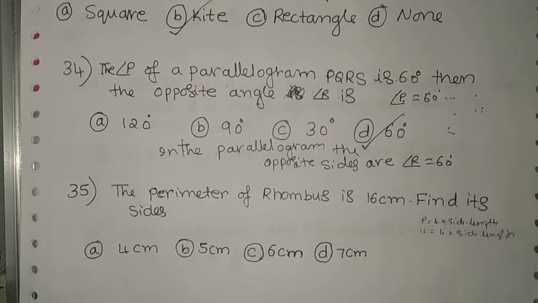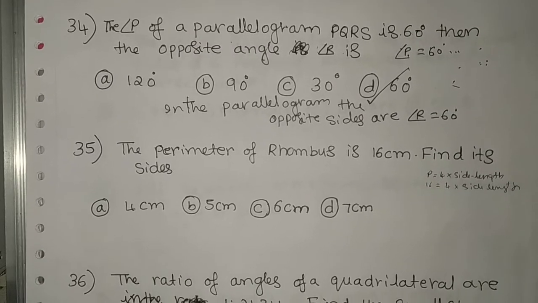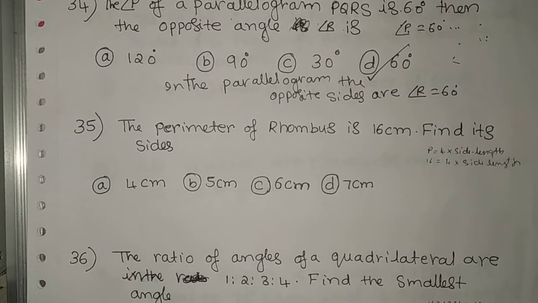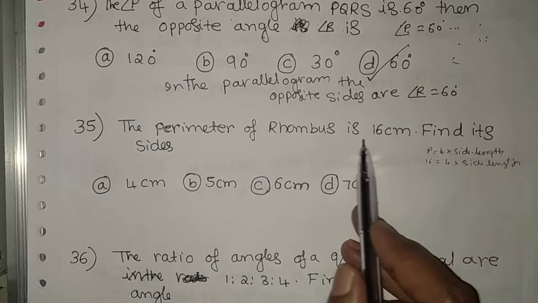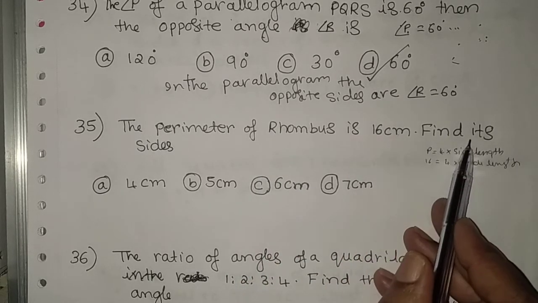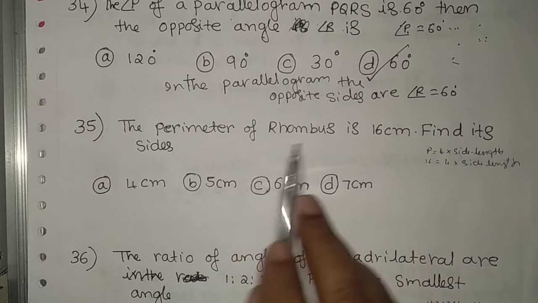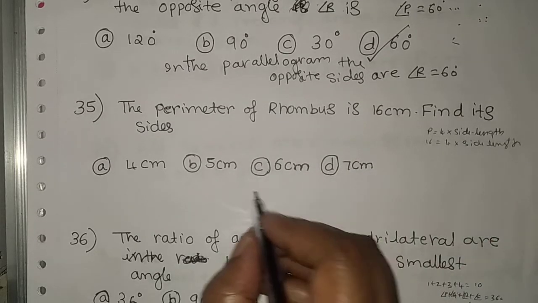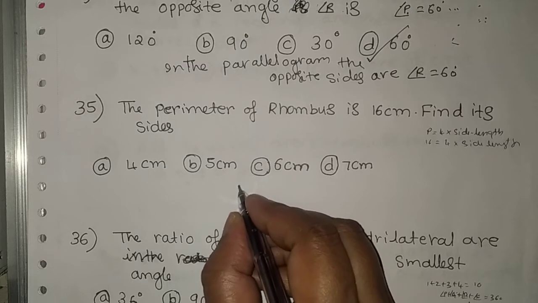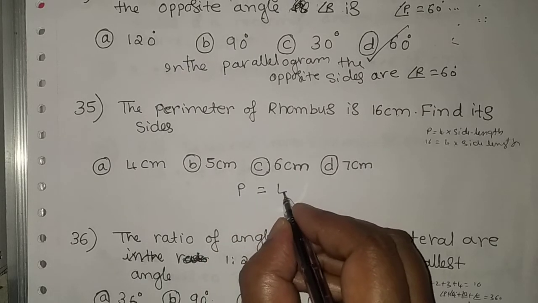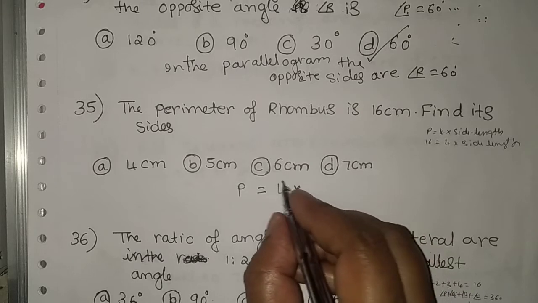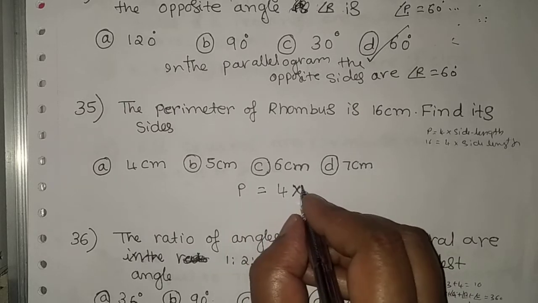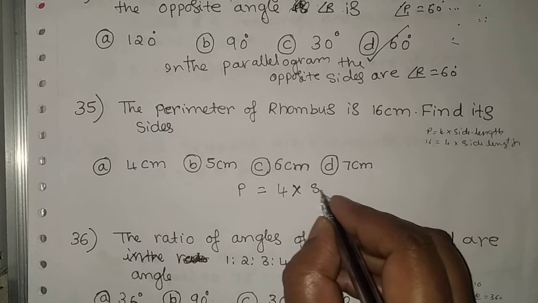So next one, the thirty-fifth problem. The perimeter of the rhombus is 16 centimeters. Find its side. So here the perimeter is given. We have to find the side. Therefore perimeter is equal to 4 into side length, this is the formula to find the perimeter of the rhombus.